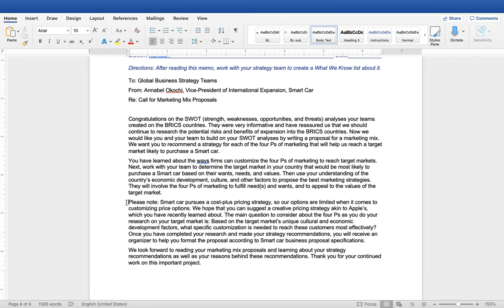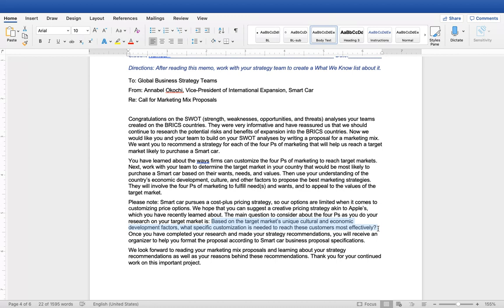The main question to consider about the 4 P's as you do your research on your target market is: based on the target market's unique cultural and economic development factors, what specific customization is needed to reach these customers most effectively? Once you have completed your research and made your strategy recommendations, you will receive an organizer to help you format the proposal according to the Smart Car business proposal specifications.